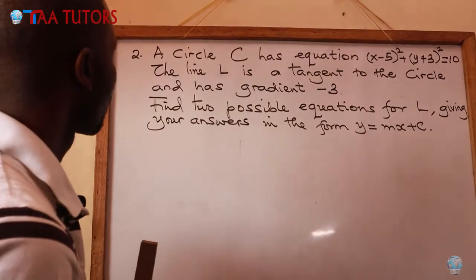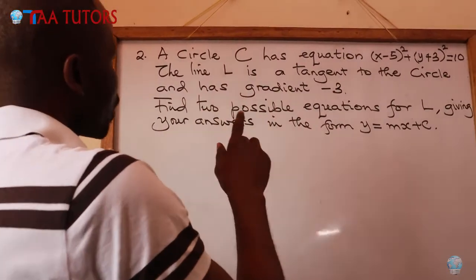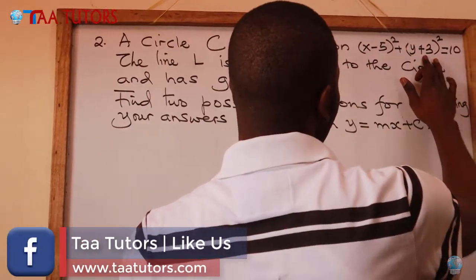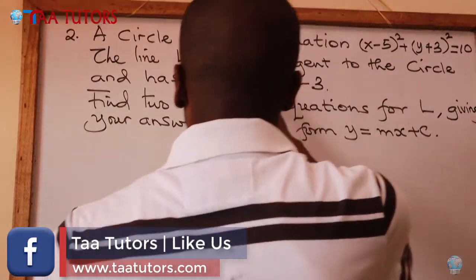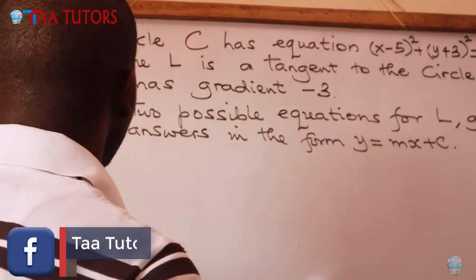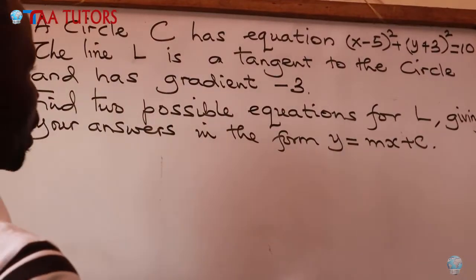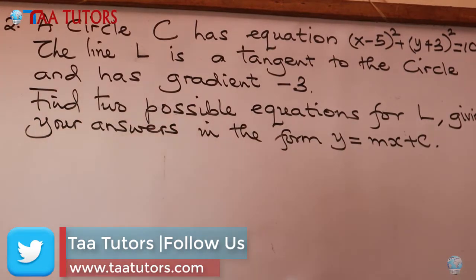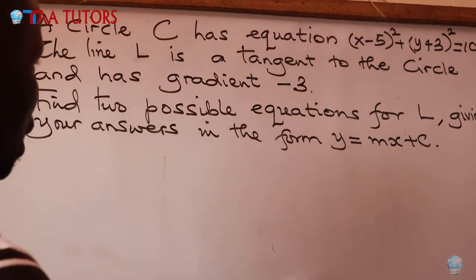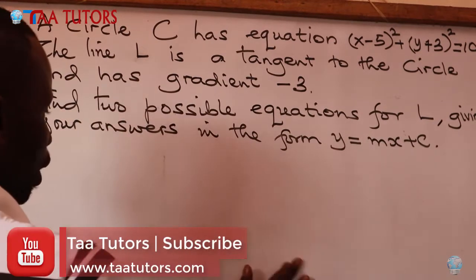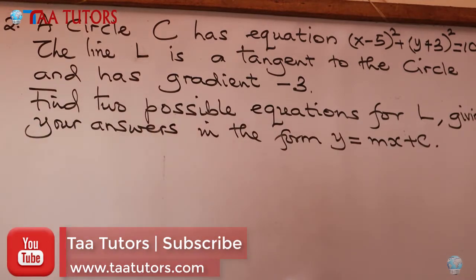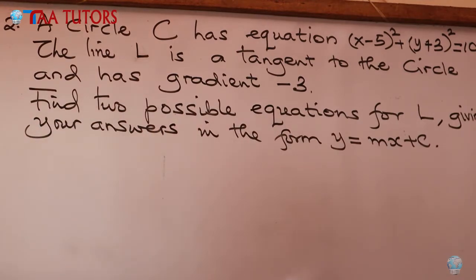Now viewers, we have example 2 here, which says a circle has equation x minus 5 squared plus y plus 3 squared equals 10. The line L is a tangent to the circle and has the gradient negative 3. Find two possible equations for L, giving your answer in the form y equals mx plus c. Now these questions appear easy, but I think it requires a lot of thinking, and I want us to go through it slowly to see how we need to think.